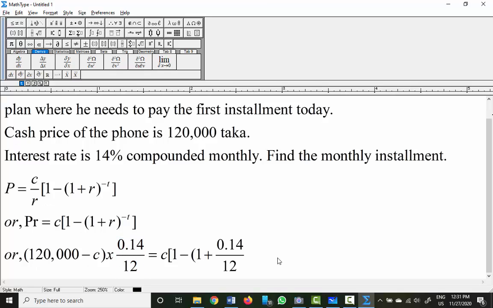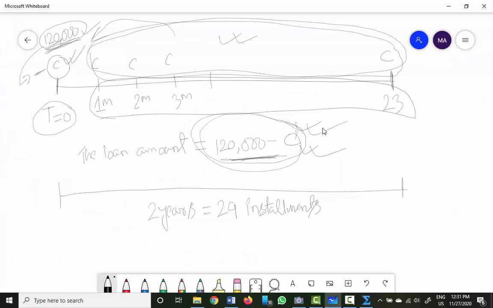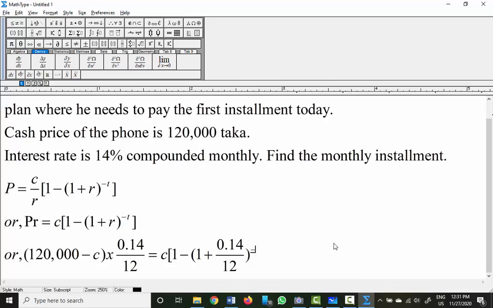R is this one, bracket close, power minus T, power minus T. Minus T is equal to minus T. So 2 years, so minus T. So you need to pay off the loan. This is the loan amount which you need to pay off by making 23 installments, because we have already deducted the first installment to find out the loan amount. Right, so in future you need to make 23 payments of C amount. So 23 installments, so the power will be minus 23, because 23 installments are left.